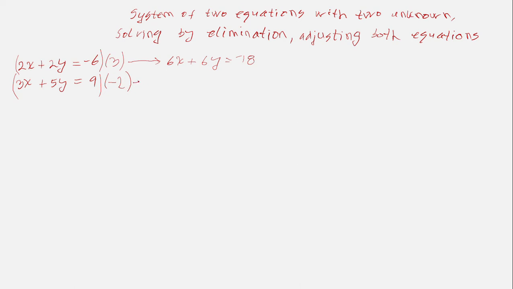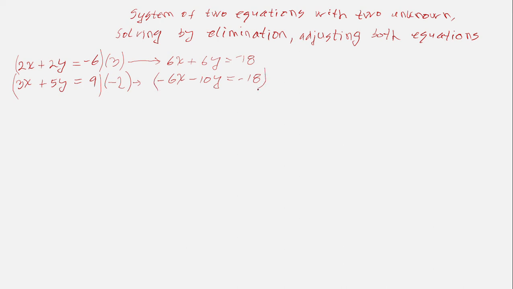And let's multiply the bottom equation by negative 2. So negative 2 times 3x is negative 6x. And see how we already have 6x and negative 6x. So when we add the equations together, they are going to be eliminated. Negative 2 times 5y is negative 10y. And then negative 2 times 9 is negative 18. This just happens that both of them are negative 18. It doesn't really have to be the case.